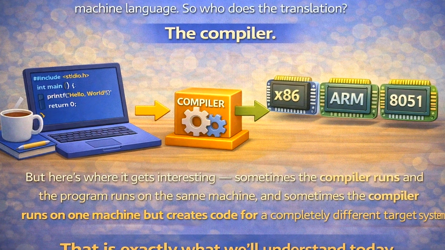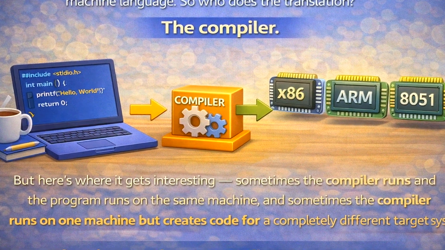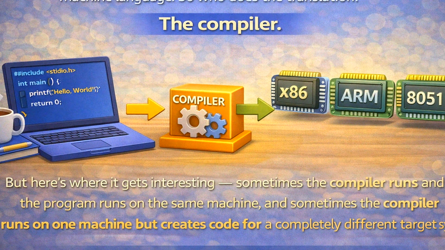You write code in C, but your computer only understands machine language. So who does the translation? The compiler. But here's where it gets interesting. Sometimes the compiler runs and the program runs on the same machine. And sometimes the compiler runs on one machine but creates code for a completely different target system. That is exactly what we'll understand today.